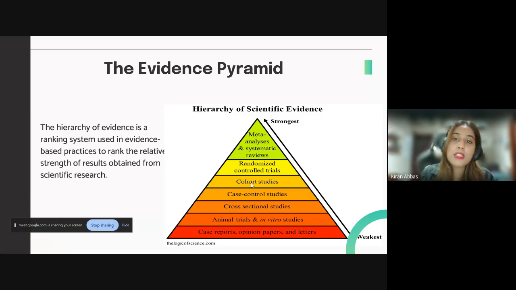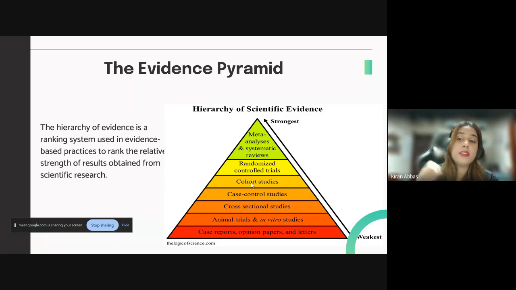Now, you could have a single blinded randomized control trial as well, where only the patient is blinded and not the researcher. But it's best practice to make sure that both the scientist who is conducting the analysis and the patient are both blinded, right? Now, that's the highest form of research you can do.